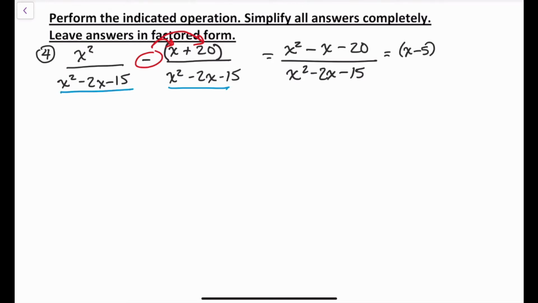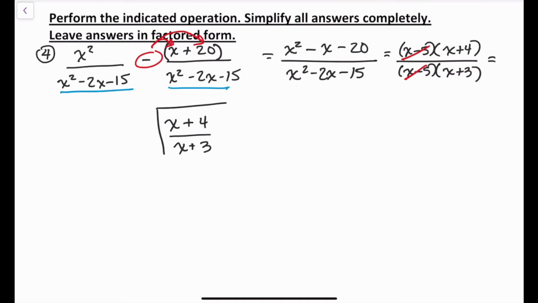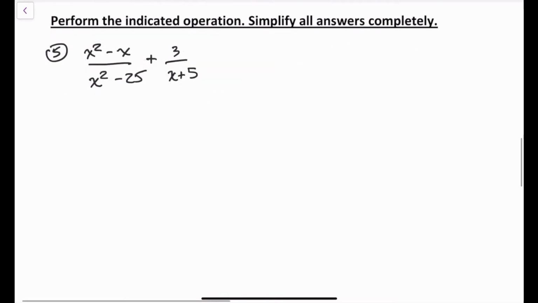So when you're adding and subtracting, you really want to get a common denominator, then write your equation all over one denominator. So we're going to factor the numerator, factor the denominator. The x minus 5 factor cancels out. So we're left with x plus 4 all over x plus 3. Now we were not asked to find excluded values on the rest of these.